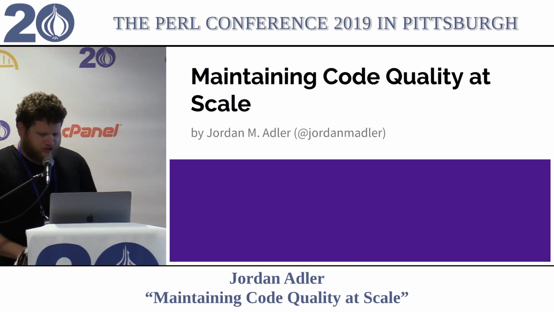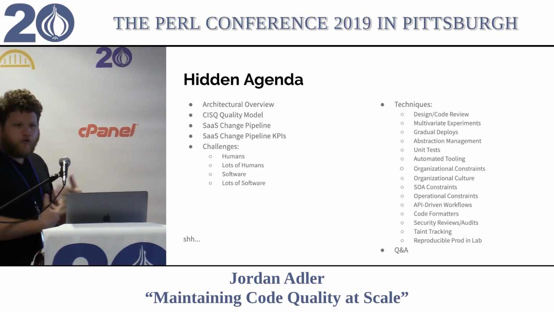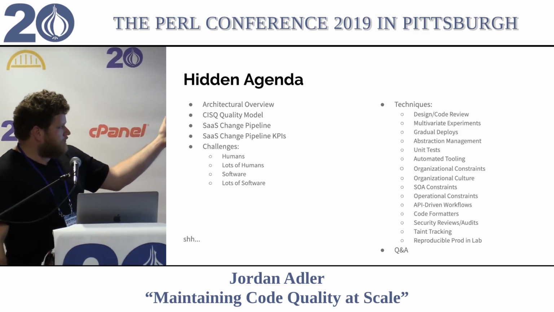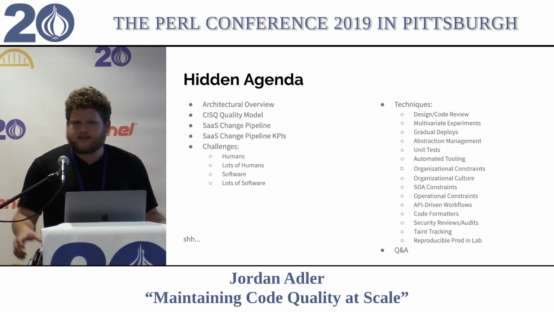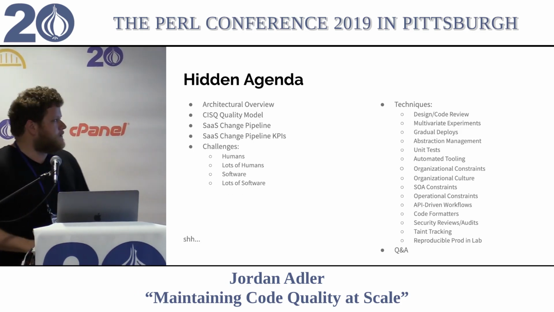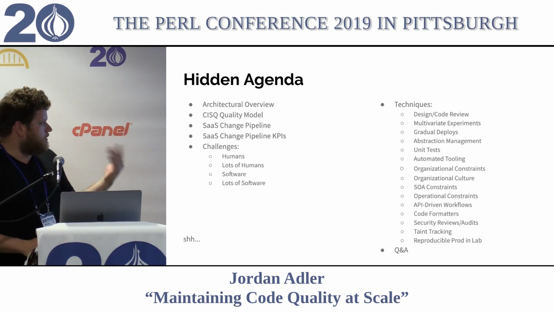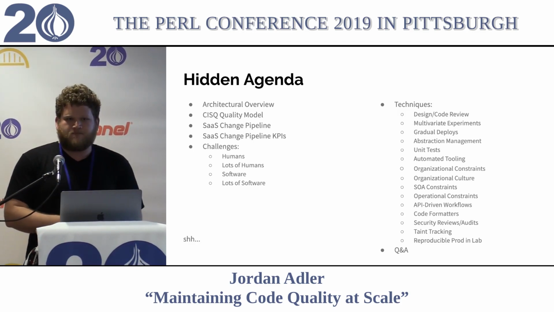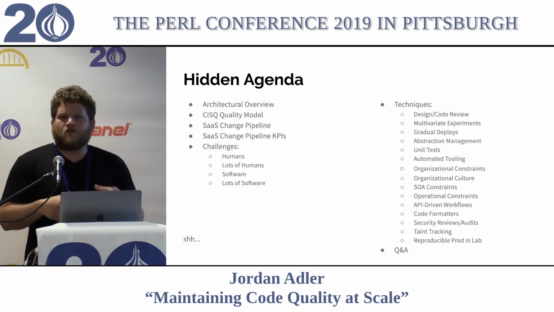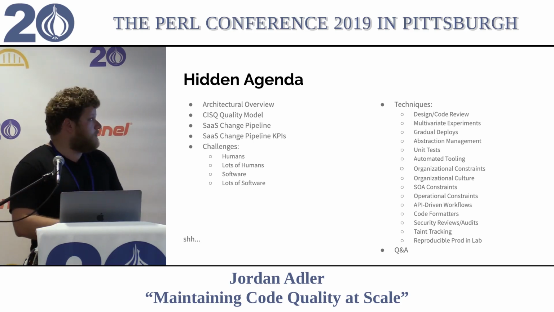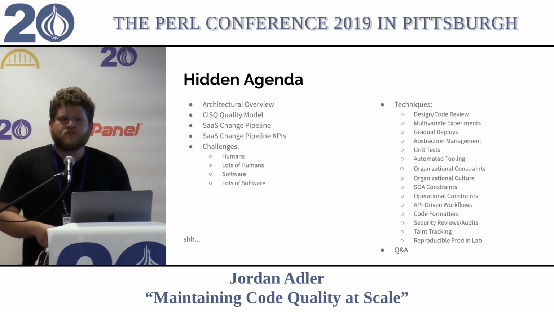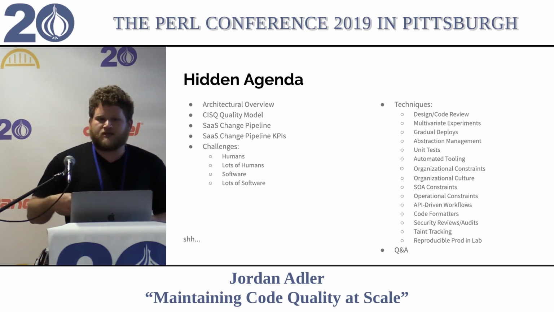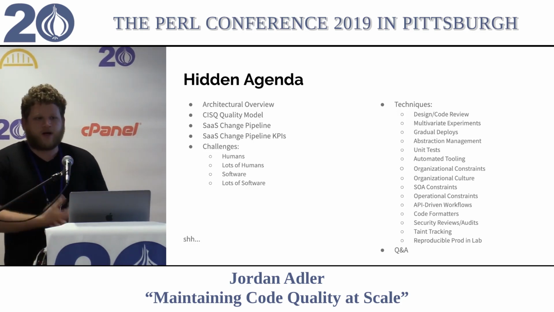Let's go ahead and talk about the agenda here. Just to give you a quick idea of what we'll be talking about, I'm going to give you a brief architectural overview of what a typical consumer SaaS software organization looks like. And then talk a bit about the CISA quality model, which is a mental model for understanding quality of software. And then I have a mental model I've derived called the SaaS change pipeline, which is all about the process for modifying software that's being executed as a service, right?